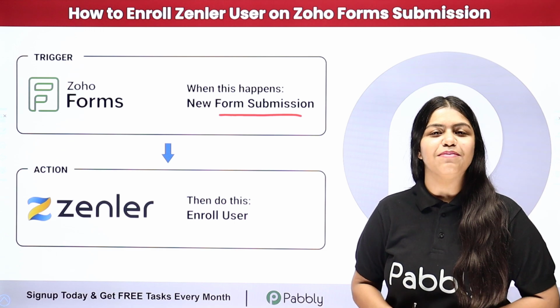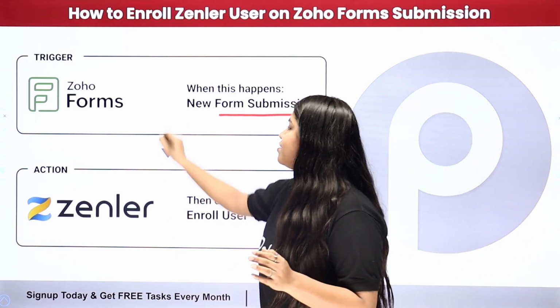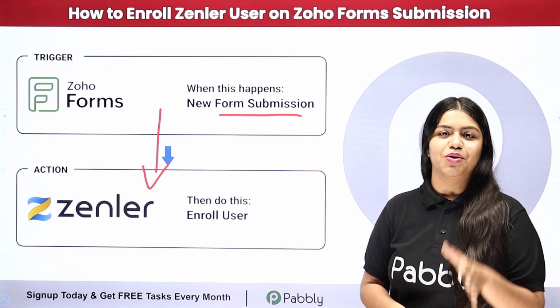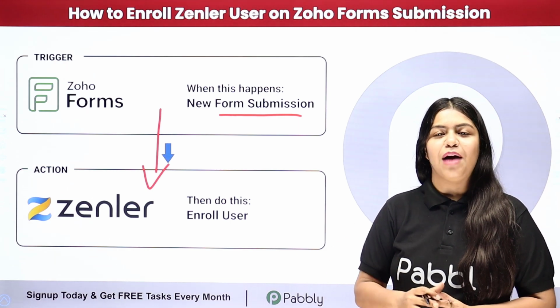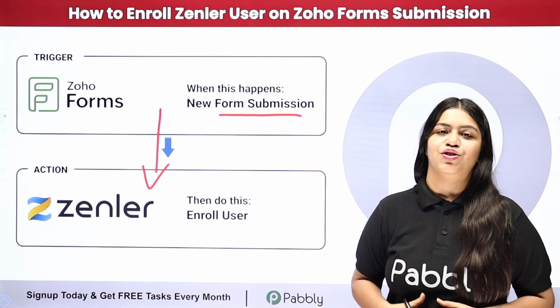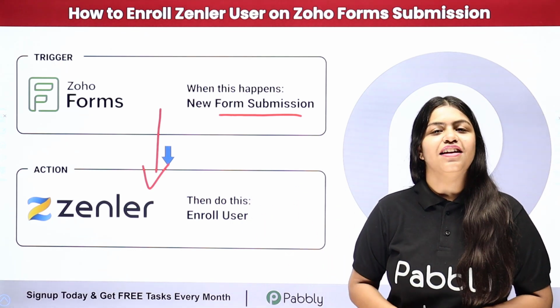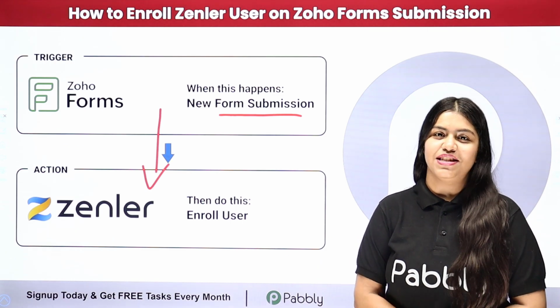So to do this, we are simply going to create a connection between Zoho Forms and Zenler. To create this connection without knowing any programming or coding language, we are going to use Pabbly Connect. It is an amazing automation software. So do you also want to create this automation for your business? Then for that you have to come with me towards my screen.